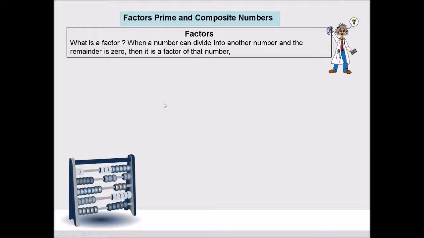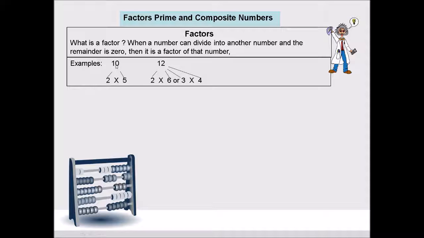A factor is when a number can divide into another number and the remainder is 0, then it is a factor of that number. Examples, 10 can be 2 times 5, so 2 and 5 are factors of 10. 12, 2 times 6 is 12, so 2 and 6 are factors of 12. Or 12 can be 3 times 4, so 3 and 4 are also factors of 12.